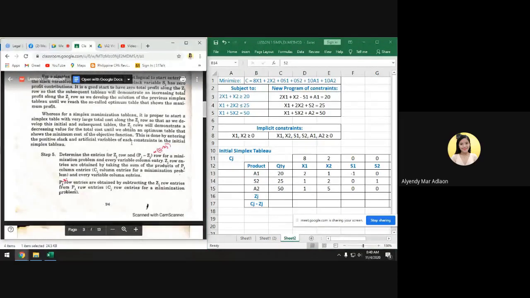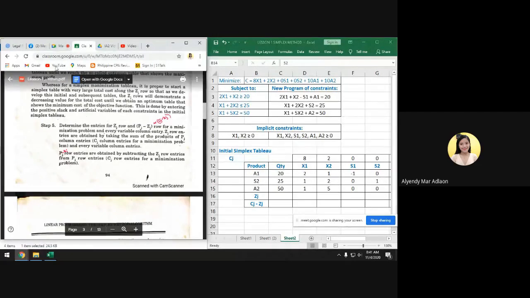So I'm going to show you. This is done by entering na dire oh. So the paragraph, this is done by entering the positive slack and artificial variables of each constraints in the initial simplex tableau. Okay? So, regardless, generally that is the rule that we are going to start with the highest. But there is a specific rule also that we are going to start with the artificial or the slack variable. So what we choose is the artificial and the slack. And between the artificial and the slack, then you choose the highest of them all.